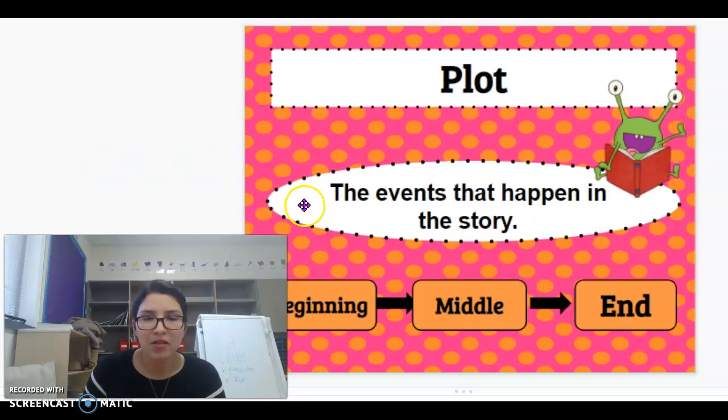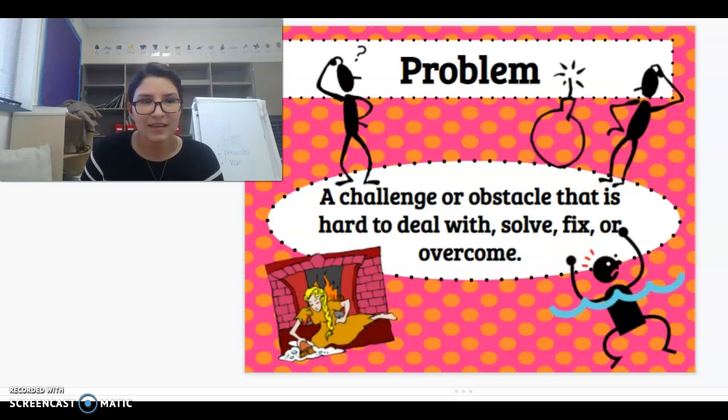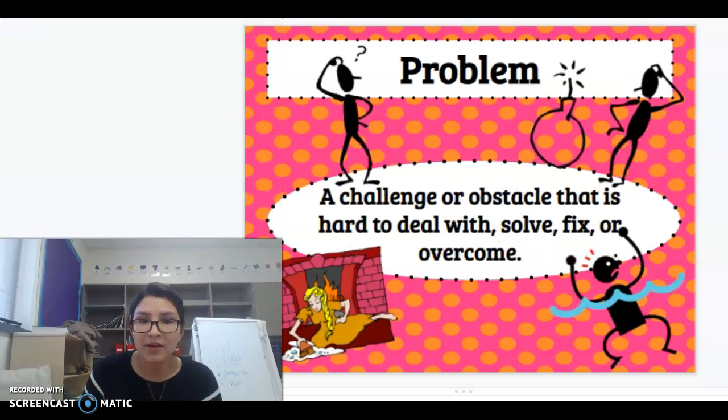Next one is plot. Go ahead and say that with me, plot. Good job. Okay, plot, the events that happen in the story. So whenever you're reading a story, you have a beginning, middle, and end of your story, right? So beginning, all the things that happen in the beginning, then in the middle, what happens in the middle, and then the end of the story. So that's what plot is. It's just everything that happens in the story, but in order. Okay? And don't worry, we're going to go ahead and go over this again tomorrow. Today is just a little review.